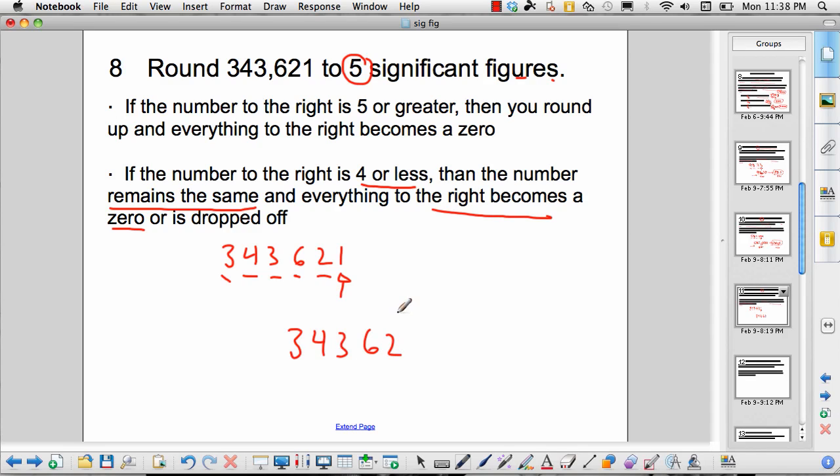343,602, the 2 remains the same because the number to the right is 4 or less, but that 1 needs to get dropped down to a 0, and there's my answer.